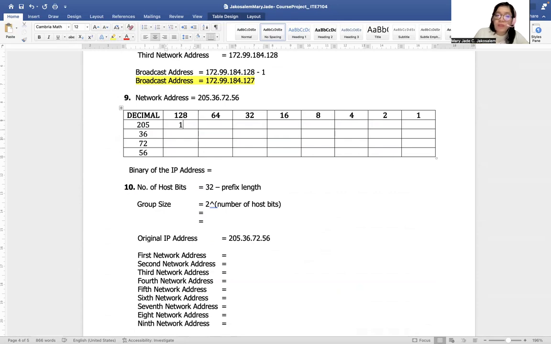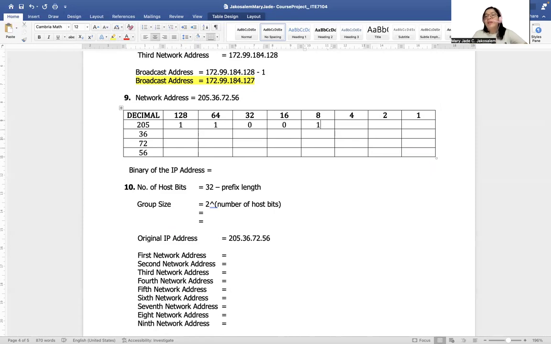205 minus 128 is equal to 77. 77 is greater than 64, so another 1. 77 minus 64 equals 13. 13 is less than 32, so it's a 0. 13 is also less than 16, so another 0. 13, however, is greater than 8, so the answer here is 1.